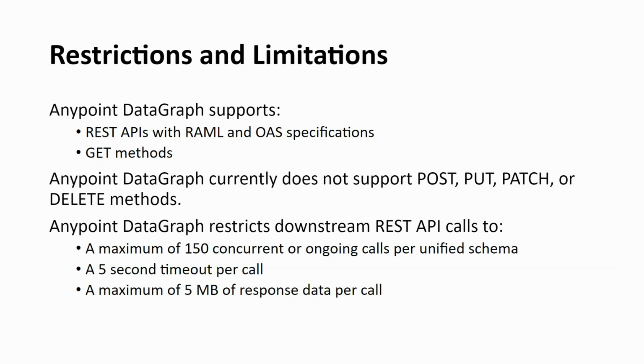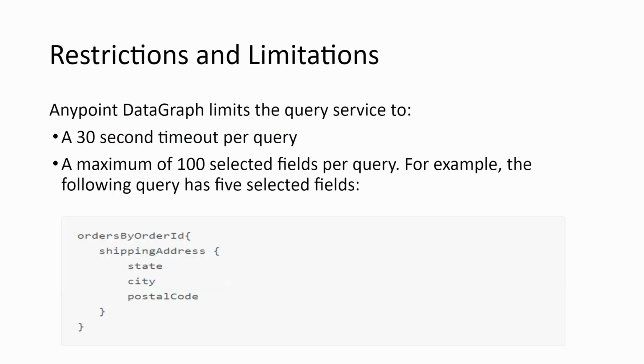So you can have around 150 parallel calls per unified schema. The timeout is around 5 seconds per call. So you have to ensure that your underlying or downstream API responds within 5 seconds, otherwise the request will time out. Then the maximum is 5 MB of response data per call. So when you are sending the request to the underlying API or downstream API, the response should not exceed 5 MB.